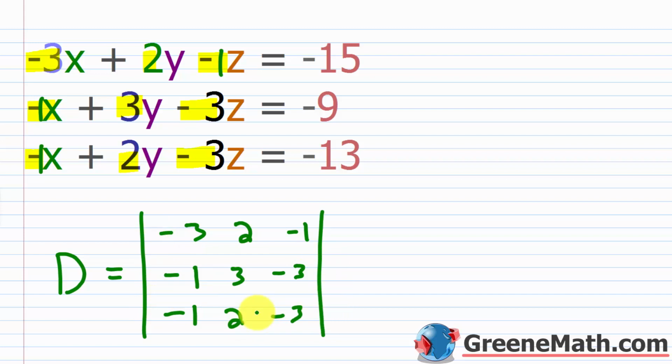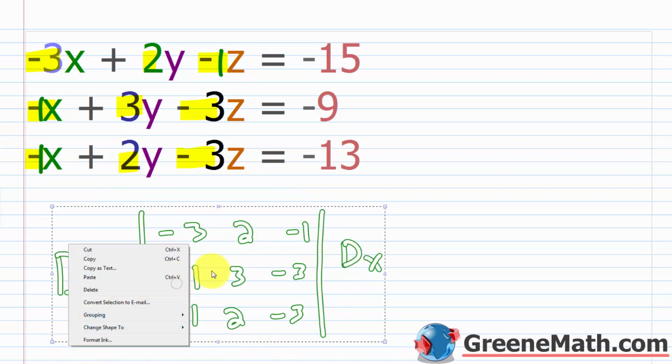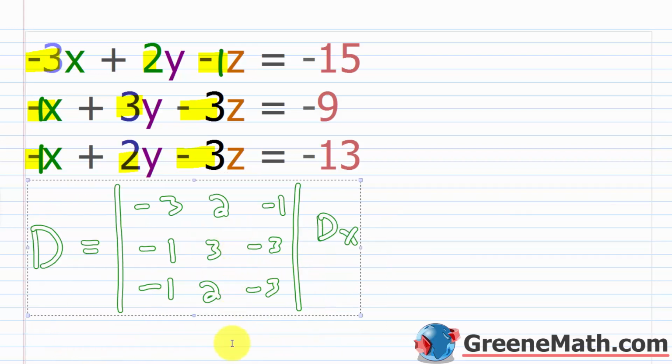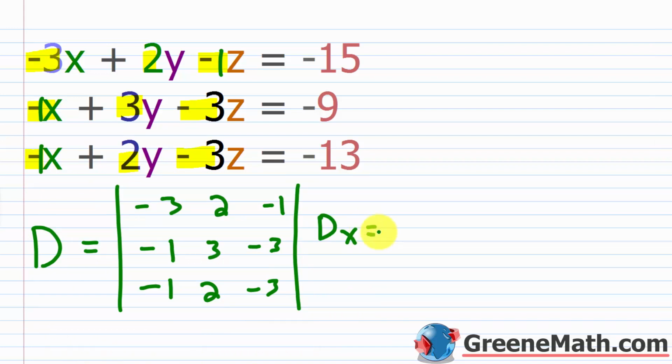Now, we need 3 other setups like this. We need D sub x, D sub y, and D sub z. So let me write D sub x first. And each time I write one of these, I'm going to move it to another page because we're going to very quickly run out of room. So D sub x would be equal to what?